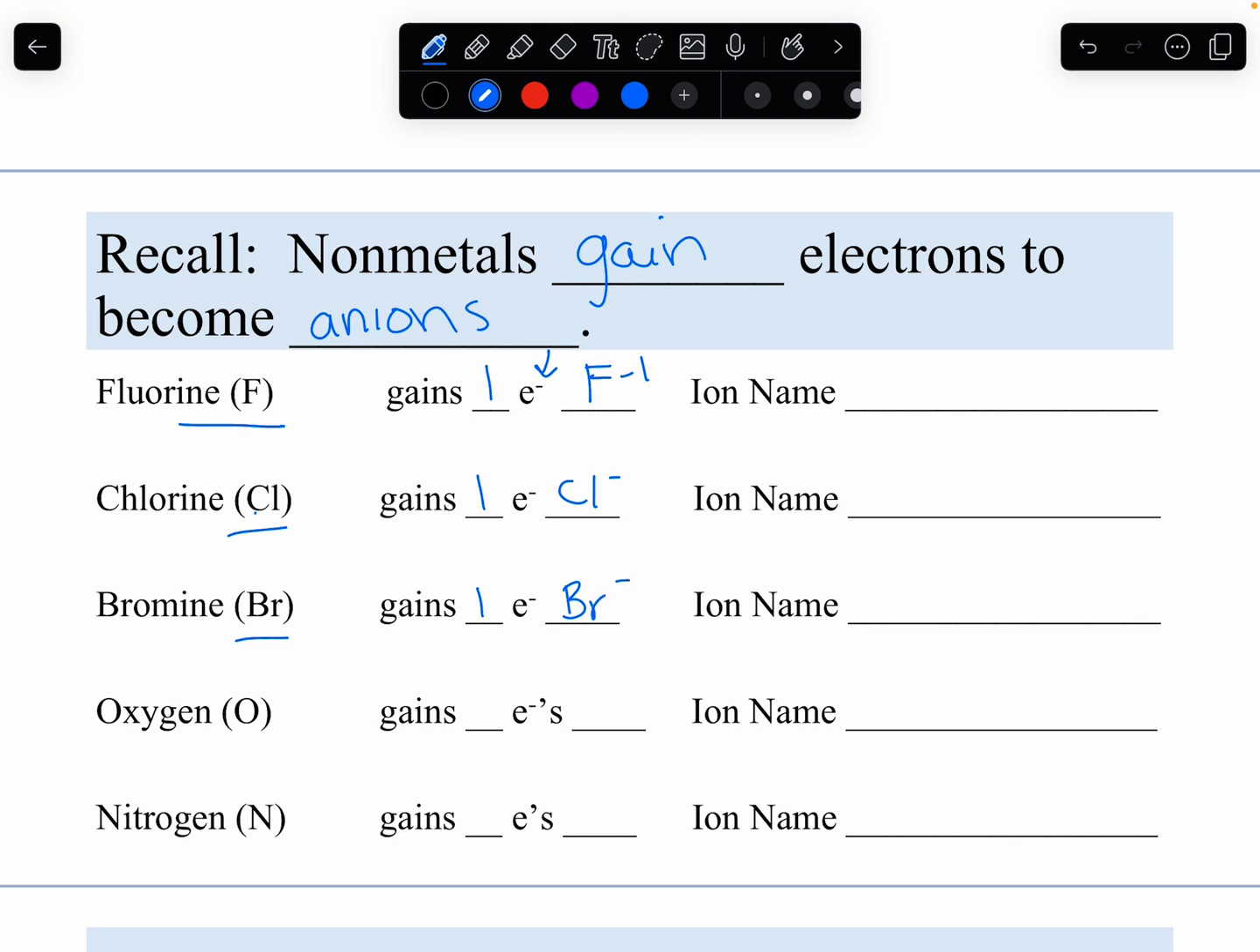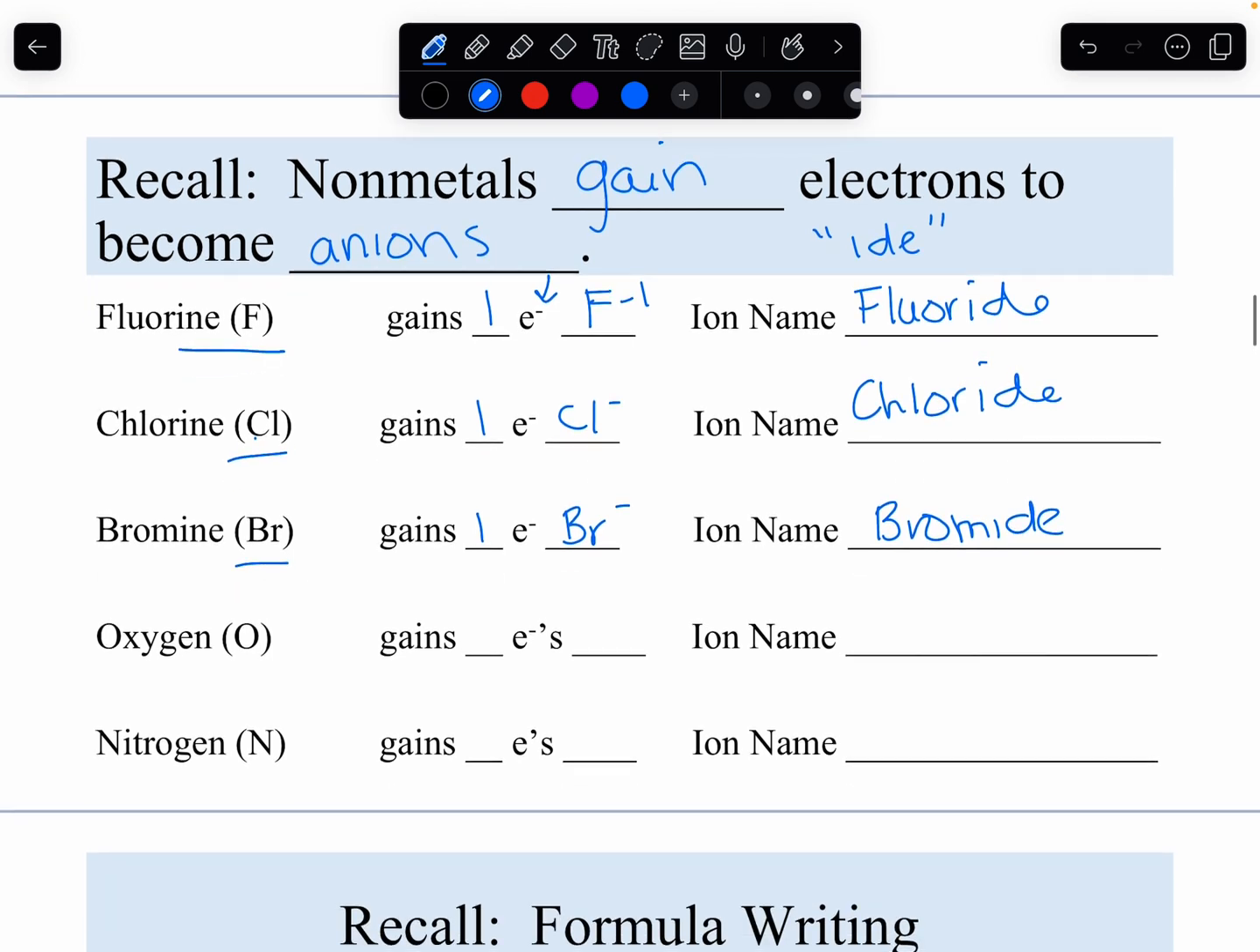So we're going to actually change the ending of anions to "ide." When it becomes an ion with a charge, it becomes "ide." So this is fluoride. This is chloride. And this is bromide. You do not change the ending of a metal. You change the ending of a nonmetal when it becomes an ion. If you look back on your periodic table, oxygen is going to gain 2 electrons. That makes it O -2, and nitrogen's in the column that gains 3, and that becomes N -3. And again, I'm going to change the ending to "ide."